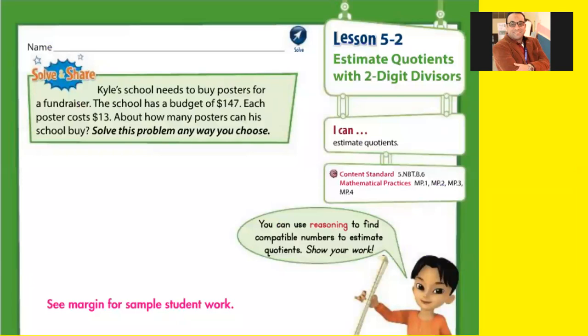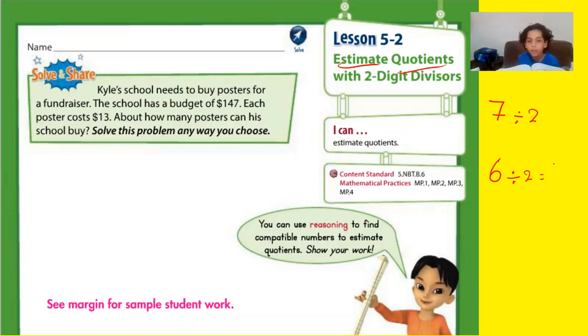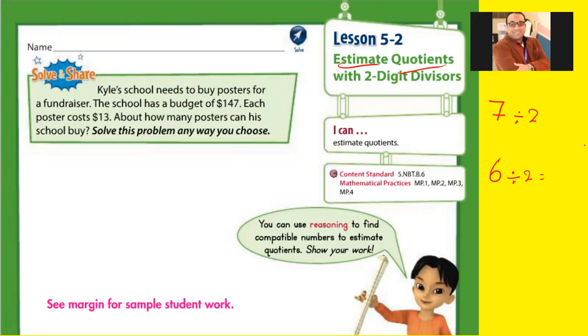Okay, so today we're going to estimate the quotient. It means we need to estimate first, then divide second. A little sample I will show you now. If you want to divide 7 by 2, is it the same as dividing 6 by 2? Which one is easier, Ammar, for you? 6 divided by 2 is easier.